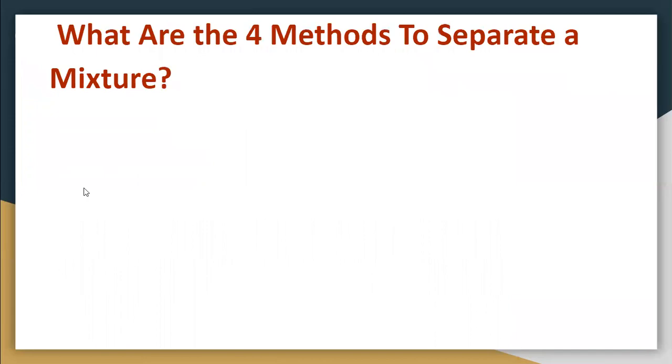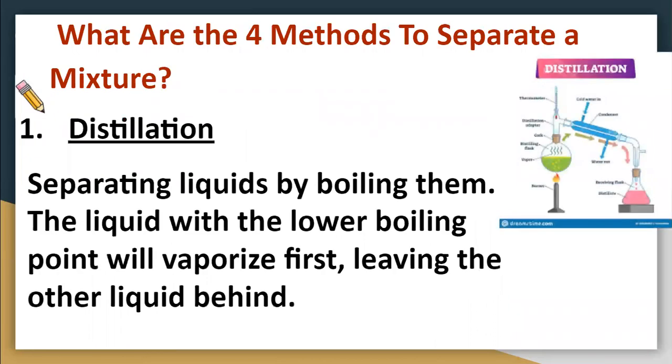One method to separate out a mixture is distillation. Separating the liquids by boiling them. The liquid with the lower boiling point will vaporize first, leaving the other liquid behind. So you'll boil up 2 substances, say, one substance will boil away quicker than the other substance, and that'll just leave the second substance there, and that's one way to separate.